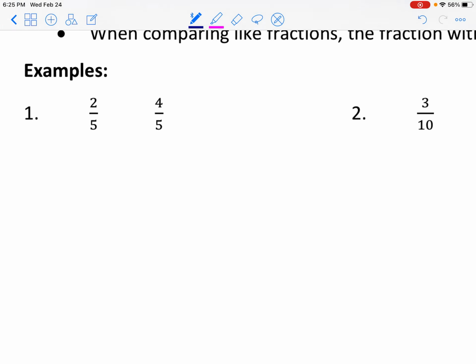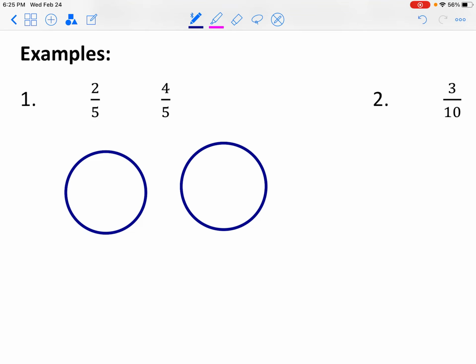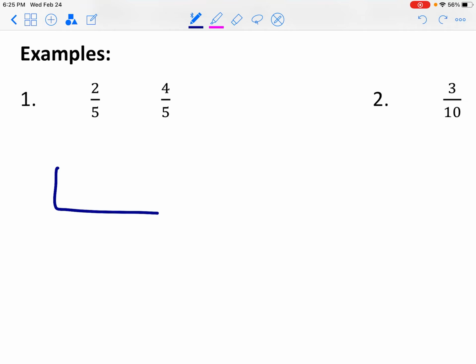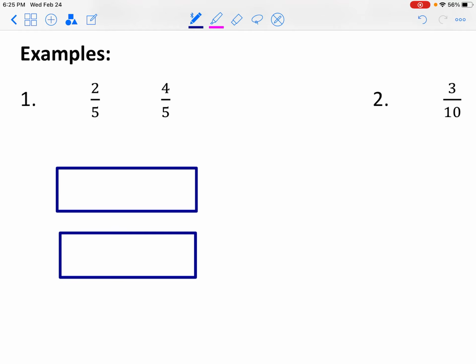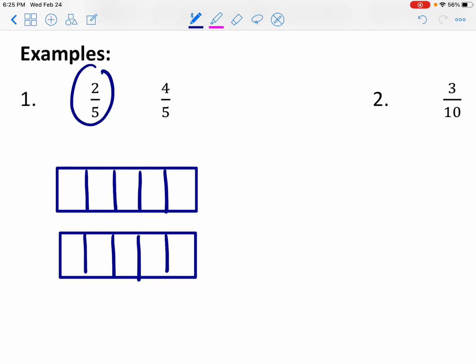For instance, if we're comparing 2/5 and 4/5, just to review with you, let's say we have these two pictures. Let's make a couple of rectangles here. You don't need to draw this, this is just to make sure you understand. 1, 2, 3, 4, 5. 1, 2, 3, 4, 5. So 2/5, that's this first one here, would be 2 of those little sections shaded in. And then 4/5 would be 1, 2, 3, 4 of those shaded in.